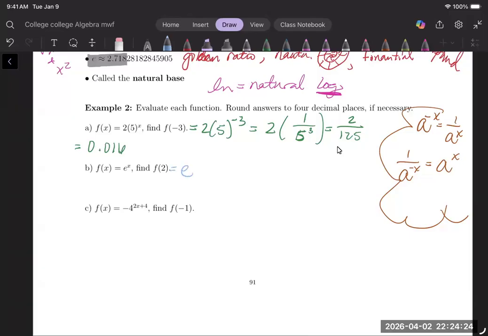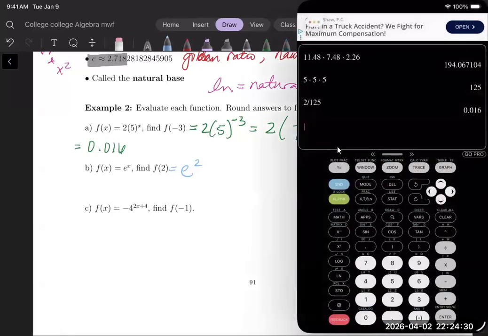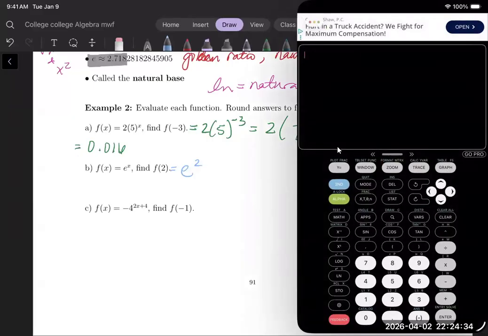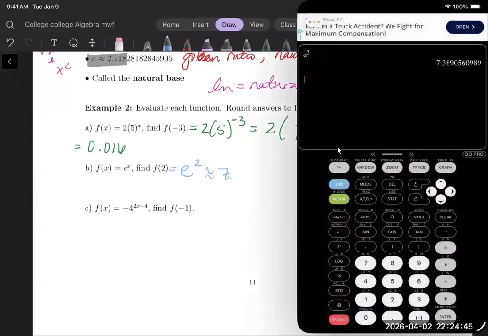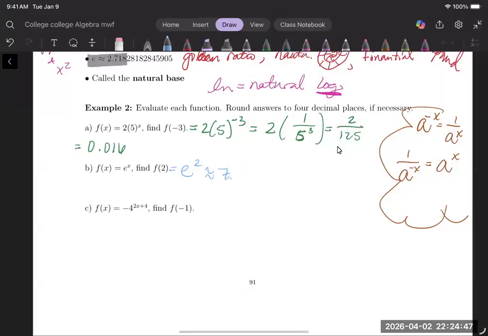So this is just e squared, right? Because we're putting the 2 in for the x. E squared, grab your handy dandy calculator, clear this out. Above the ln button is e to the, so e squared. Roughly 7.389.